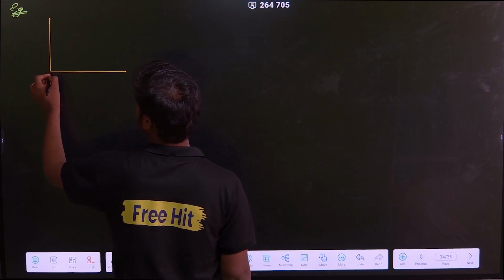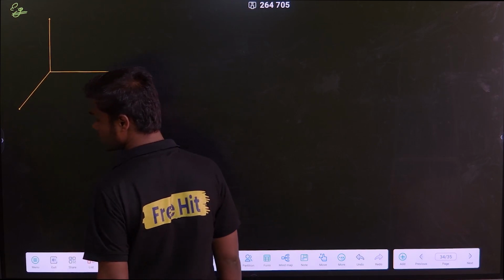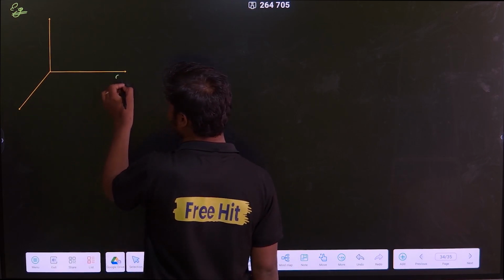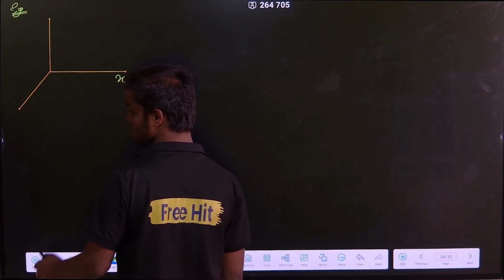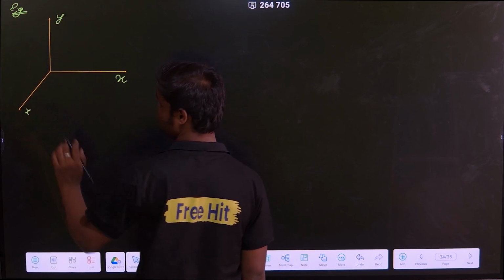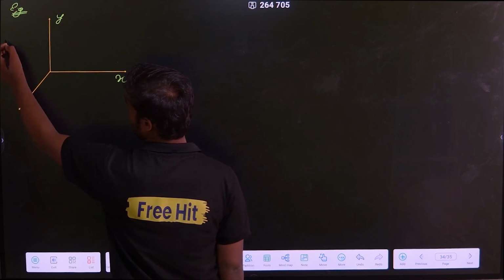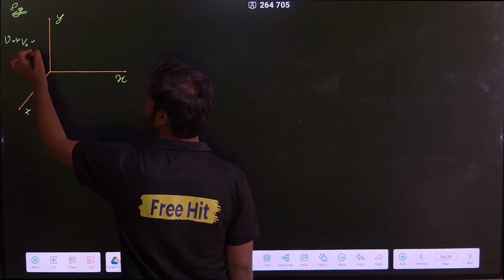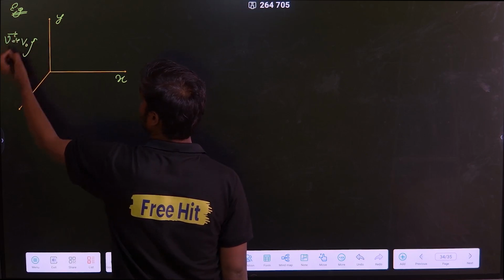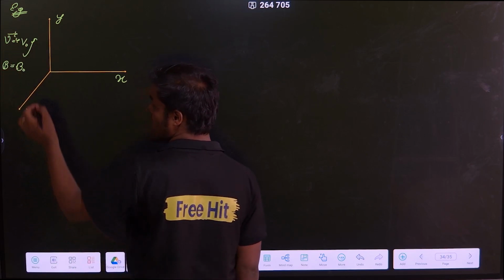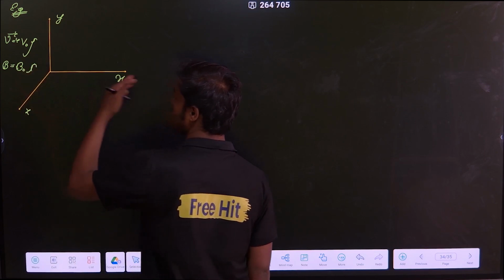These are the three axes. Clear? Suppose this is my x axis, this is my y axis and this is my z axis, and I have given that my velocity is equal to v naught j cap, correct, and my magnetic field is equal to B naught i cap, that is in the i direction.